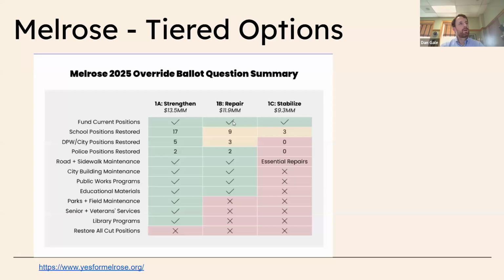But you can frame it in certain ways. Okay, this is a stabilized amount. This is a repair. This is strengthened. And they actually got the strengthened amount. But it is sometimes worrisome if you're going to go for the tiered approach. Sometimes you'll think people are going to automatically just choose the lowest one. But I think it depends a lot on your town and how much campaigning you can do.